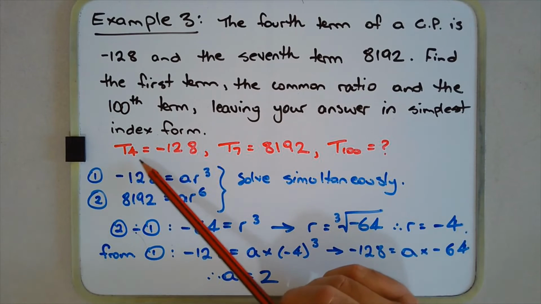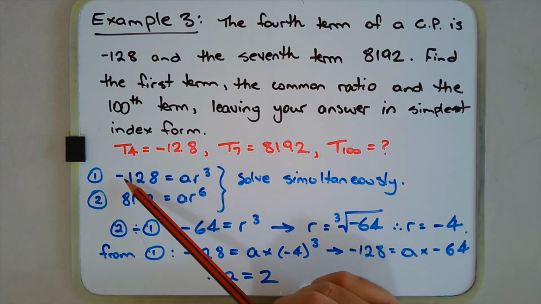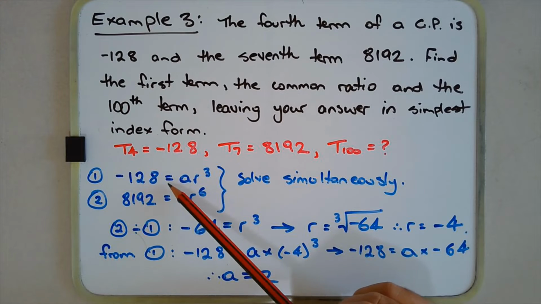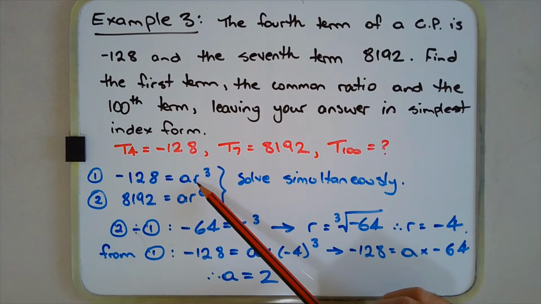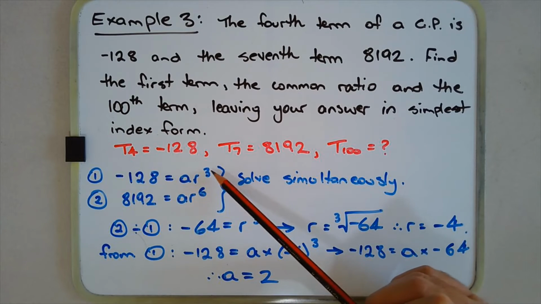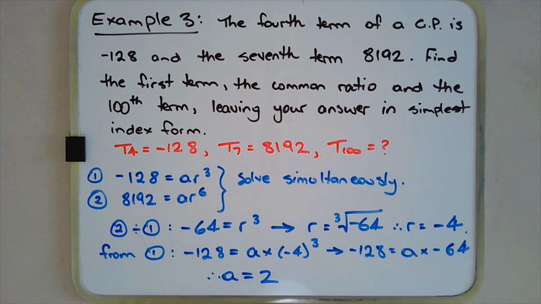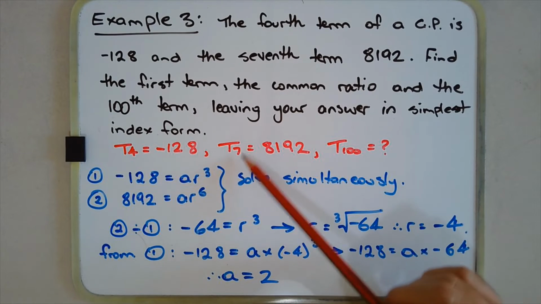So we know that T4 is equal to negative 128. So the equation we can form is negative 128 is equal to a multiplied by r to the power of n minus 1. Now n is 4 in this case, so 4 minus 1 is 3. So equation 1 is negative 128 equals a r to the power of 3. The second equation we can form is based around T7.